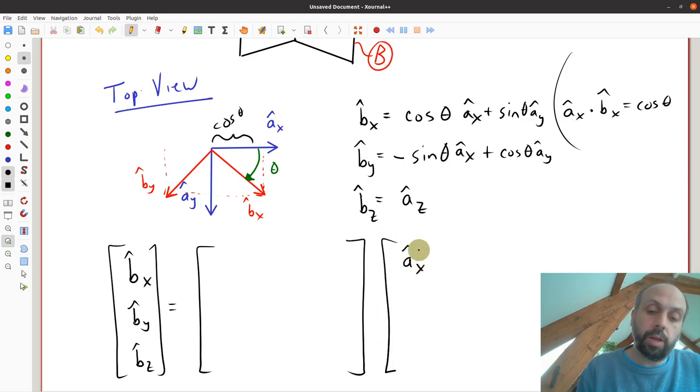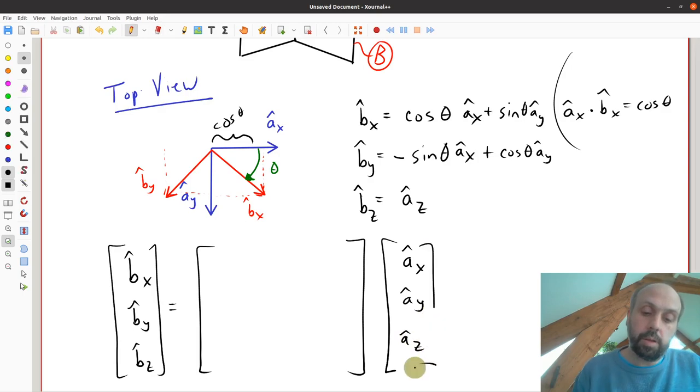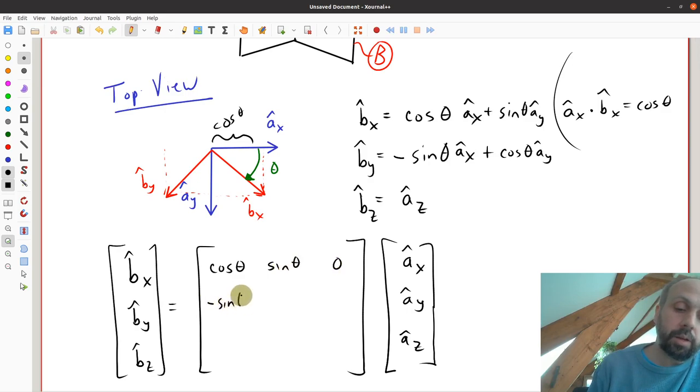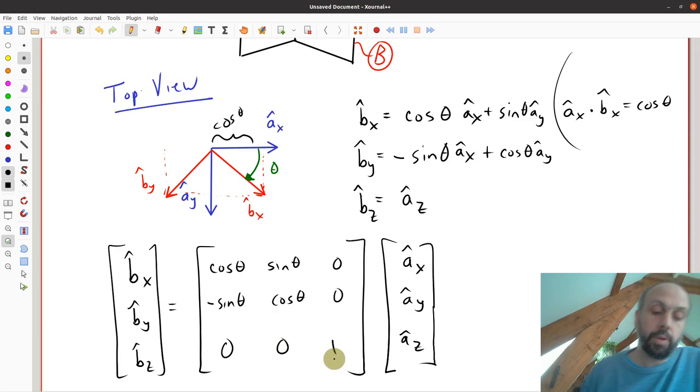And similarly, AX, AY, and AZ. I can then pull out the linear coefficients and complete this matrix. We have a cosine theta, sine theta, 0 in the z, negative sine theta, cosine theta, 0 in z, 0, 0, and a 1.